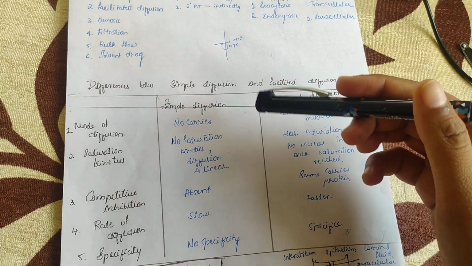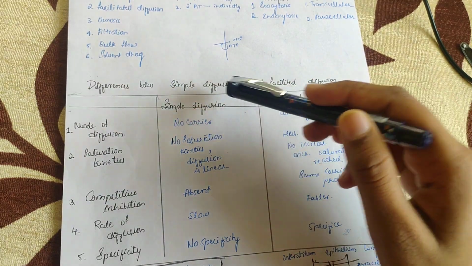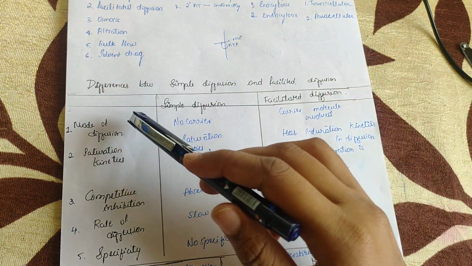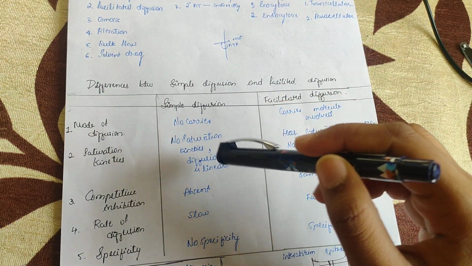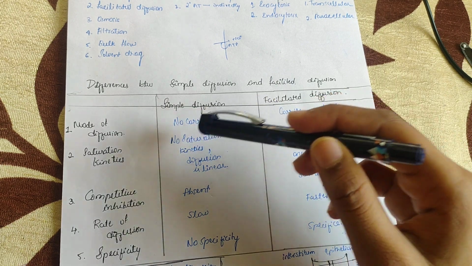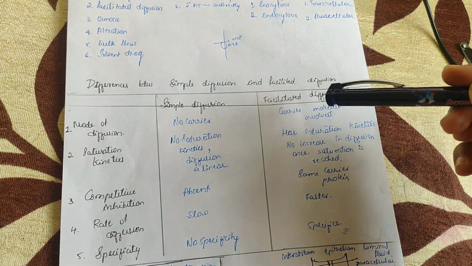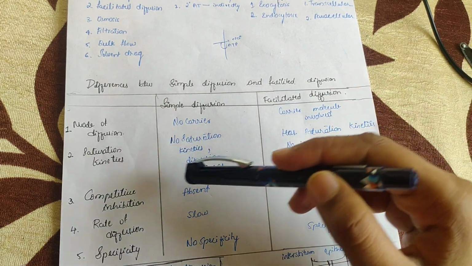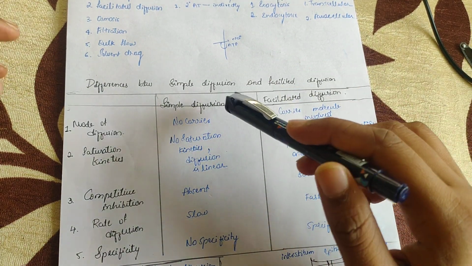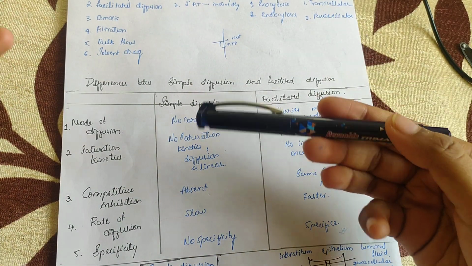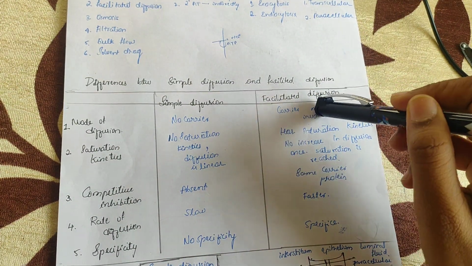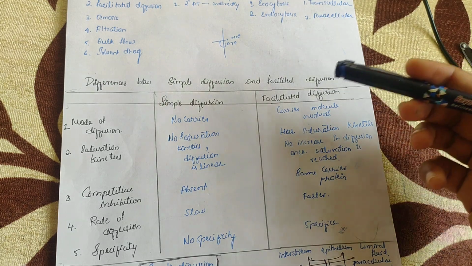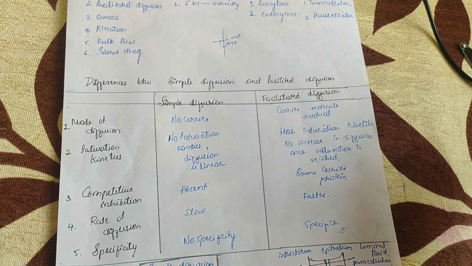Simple diffusion and facilitated diffusion. Mode of diffusion: simple diffusion does not require any carrier protein, whereas facilitated diffusion requires carrier protein. Since simple diffusion doesn't require carrier proteins, it does not attain saturation, whereas facilitated diffusion does. If all the carrier proteins are occupied, then it attains saturation. Competitive inhibition is not present in simple diffusion, as it doesn't depend upon any carrier proteins. Facilitated diffusion depends on carrier protein, because the same carrier protein can be used by other substances.